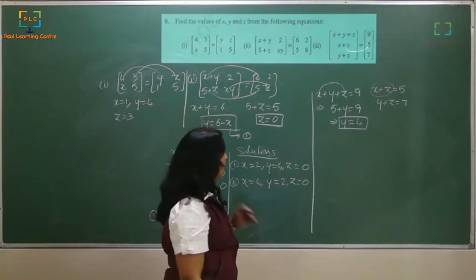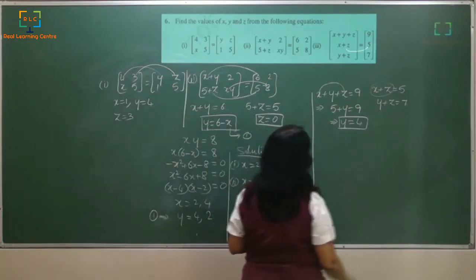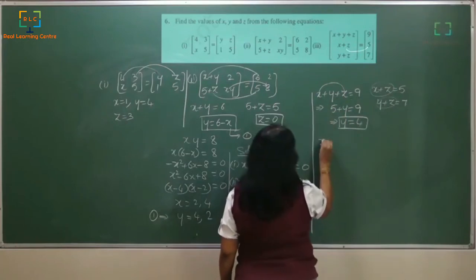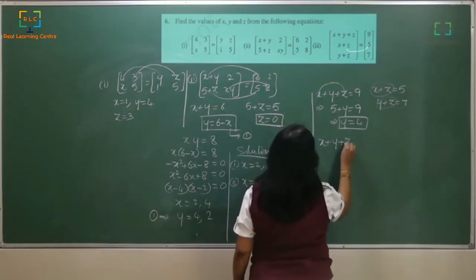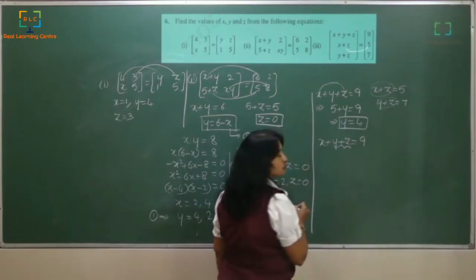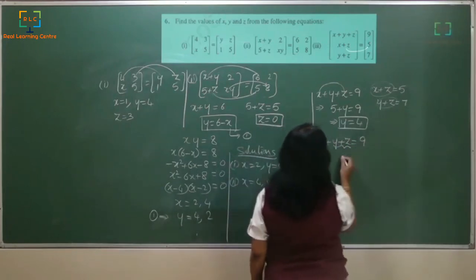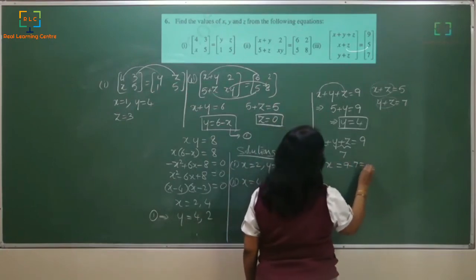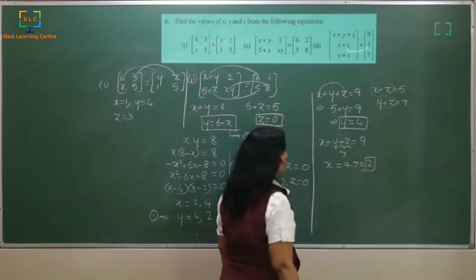Okay, and now I'll also put y plus z is equal to 7 here. I'll take the equation once again: x plus y plus z is equal to 9. Y plus z can be written as what? Y plus z is equal to 7. So I shall say this as 7. So x is equal to 9 minus 7, and that's equal to 2. I got my x value.